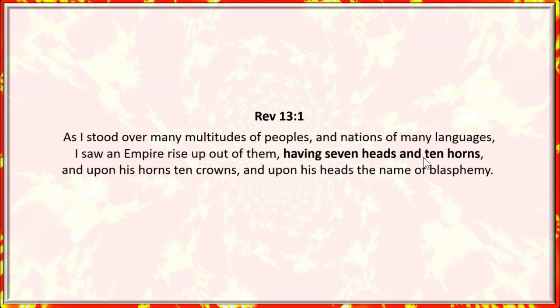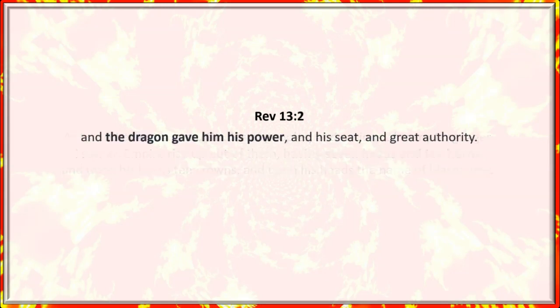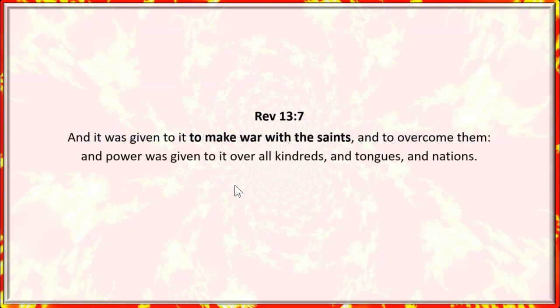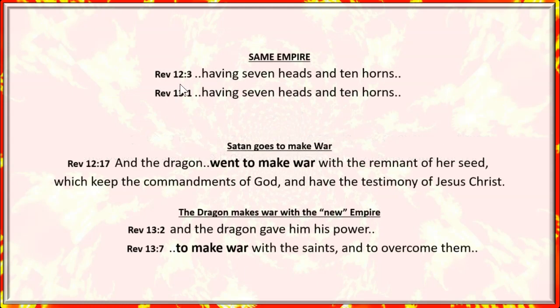We just saw his empire in chapter 12. And we also know because the dragon gave him his power, his seat, and great authority. To do what? Well, what we just said. To make war with the saints. So let's look at that. Look at these details. Here we have the same empire. We've already seen these details. So this is confirming Satan's continuing his empire.